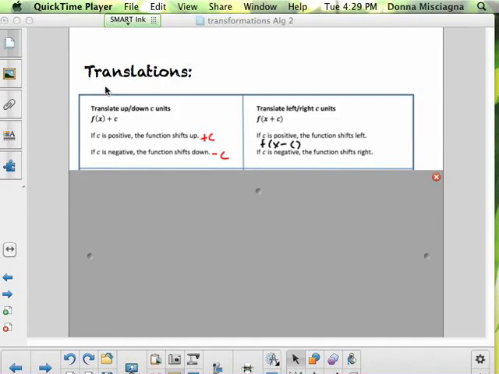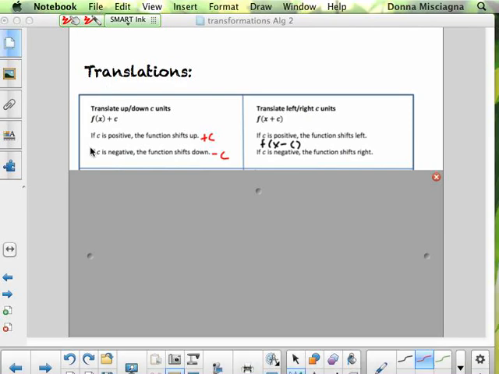So let's sum up the transformations that we have done, and this is in your notes. All right, so translate up or down. If c is positive, the function shifts up. All right, and if we add a negative value to the function, then the function shifts down. So if we have f of x minus c, we have a function and we're subtracting a value, that function is going to shift down.